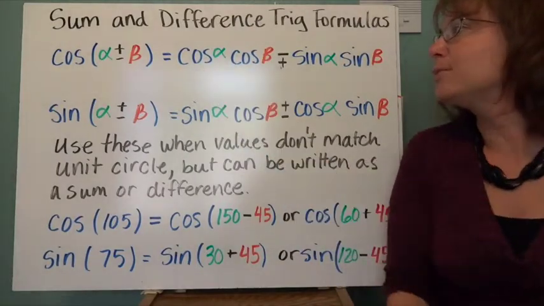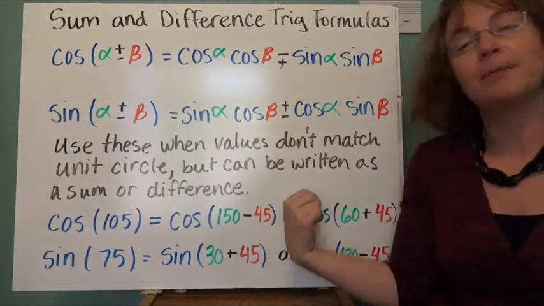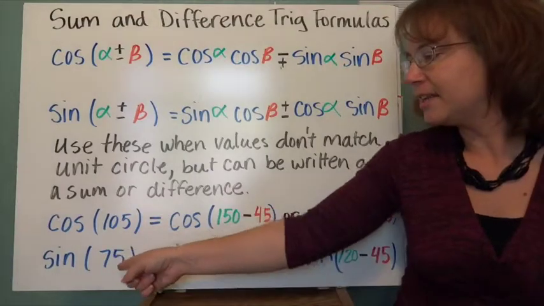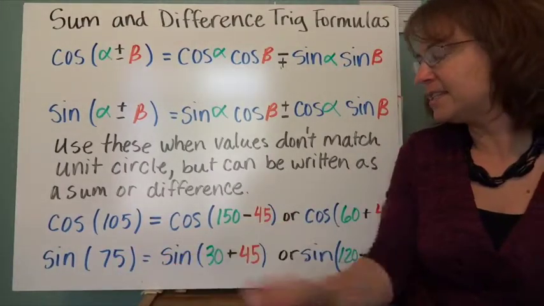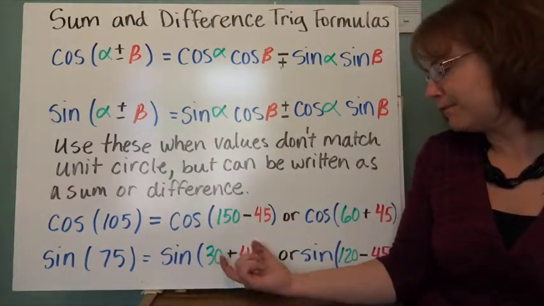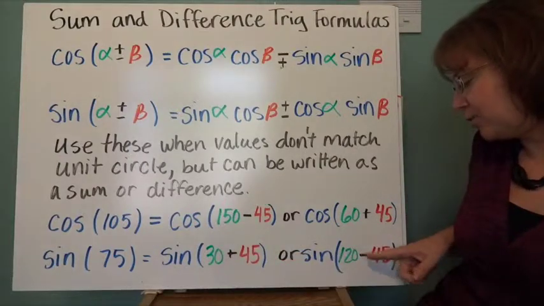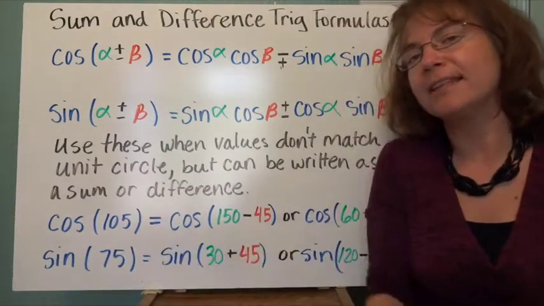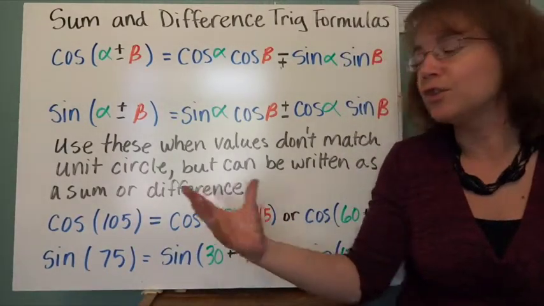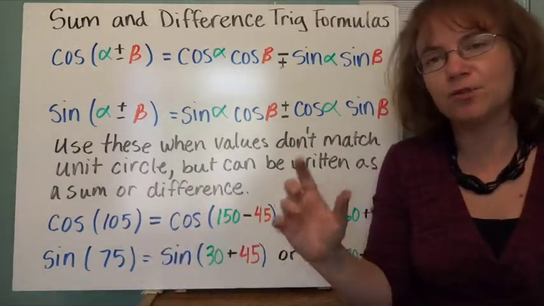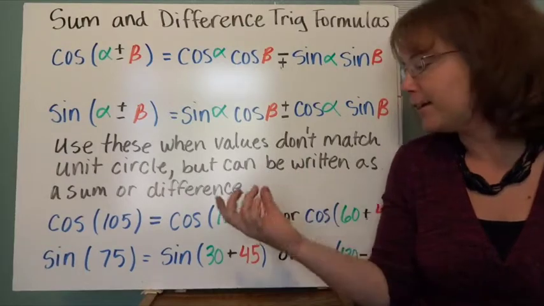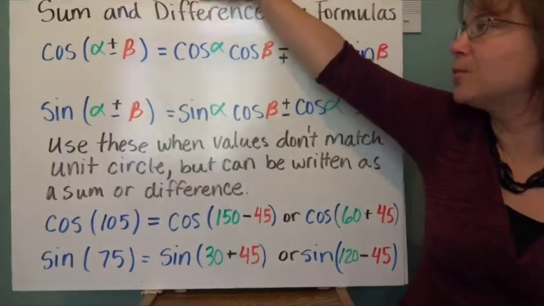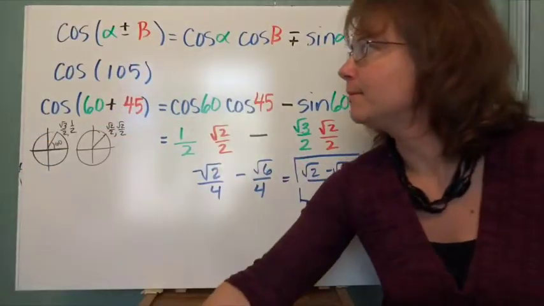And then I can use my formula up here in order to be able to calculate this without using a calculator. Sine of 75 degrees can be written as the sine of 30 degrees plus 45 degrees, or the sine of 120 minus 45. And you'll have to figure out how to rewrite this in terms of the unit circle. So for this one, I just subtracted 45 and I added 45 to see what ones I could come up with. So let's take a look at how this works in practice.